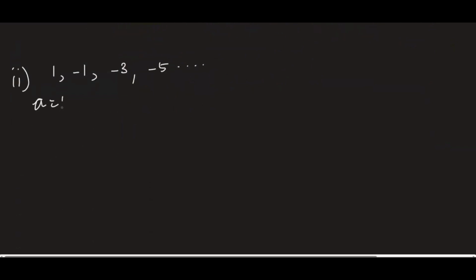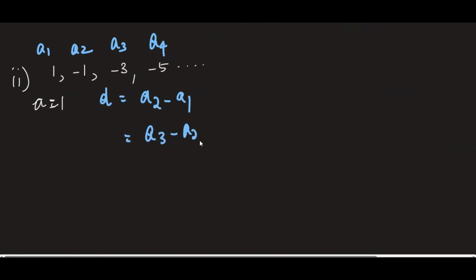So A is equal to 1. Now let's find what is D. And for that, we will just write this as A1, A2, A3, A4. So for finding D, we will say A2 minus A1, A3 minus A2, and A4 minus A3.